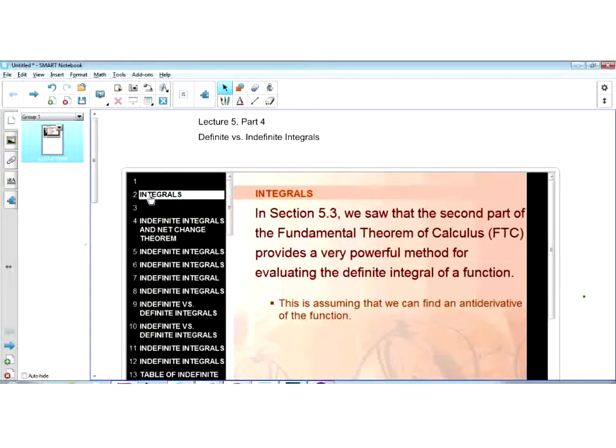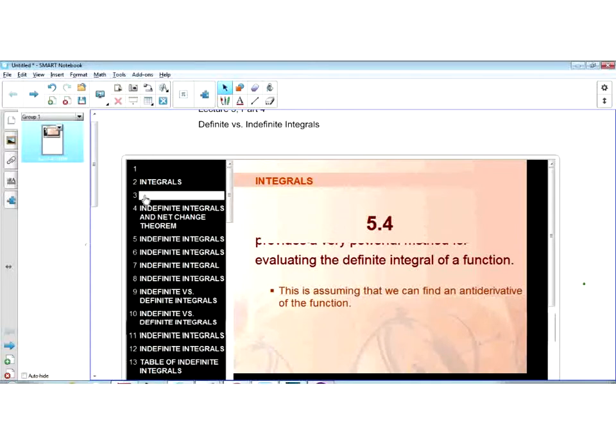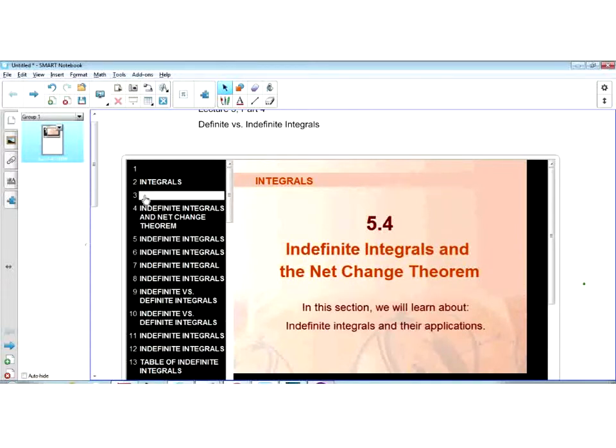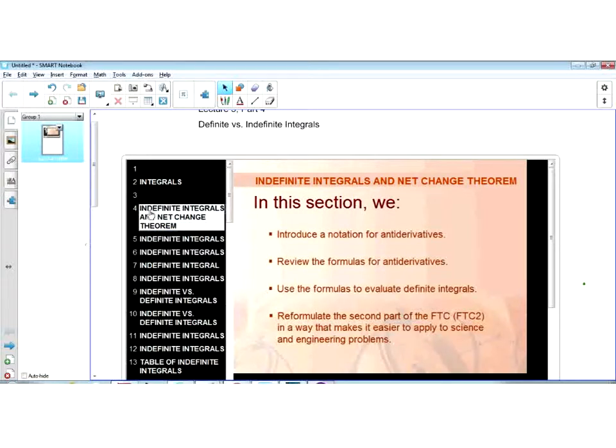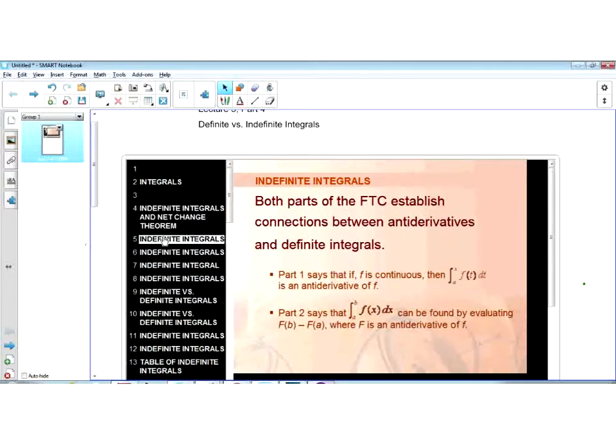We saw that the second part of the fundamental theorem of calculus is a way of evaluating the definite integral of a function. And that, of course, assumed that we can find an antiderivative of the function. Okay, so indefinite integrals and the net change theorem. So we introduce a notation for antiderivatives, review formulae for antiderivatives, use the formulae to evaluate definite integrals, and reformulate the second part of the fundamental theorem of calculus so that we can solve some engineering and science problems.